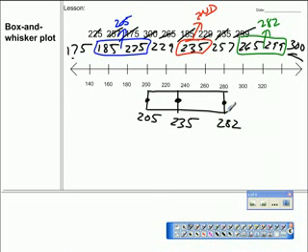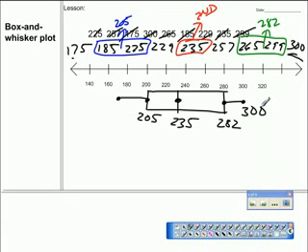Now I just need to put in my smallest point and my largest point. 175 is approximately right here. Just the point. Draw the line to connect it to the box. 300 is right here. Point. Draw the line. Label it. That is now a box and whisker plot.